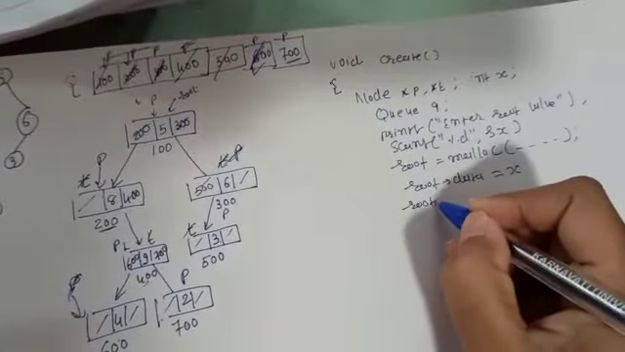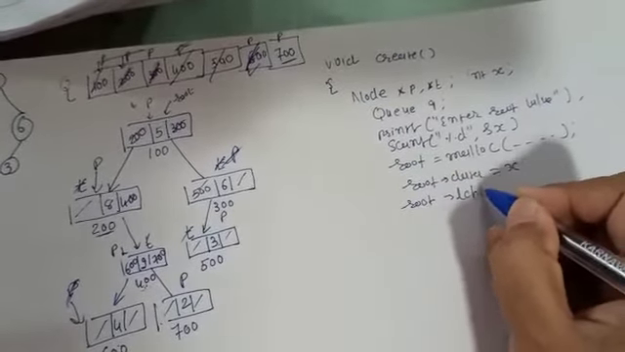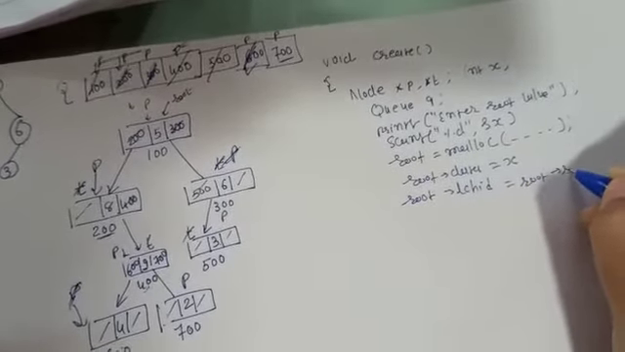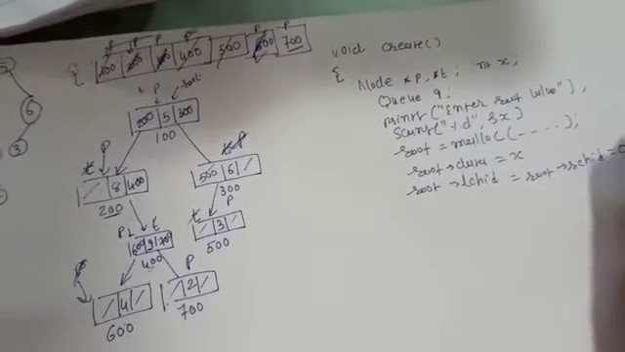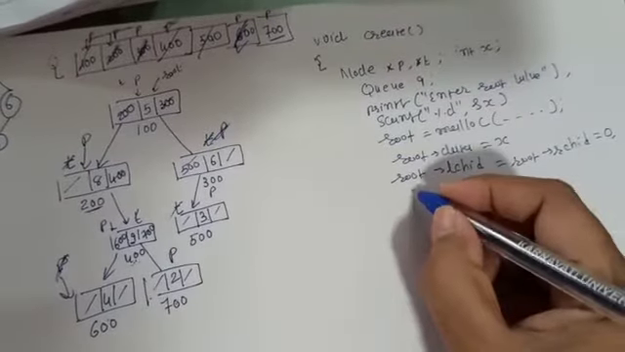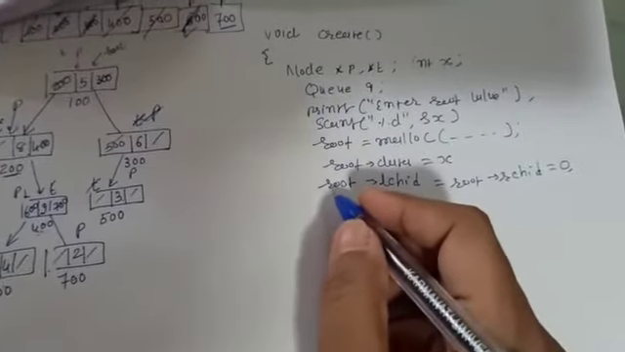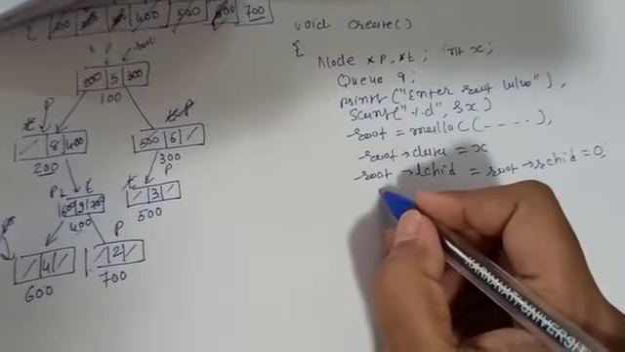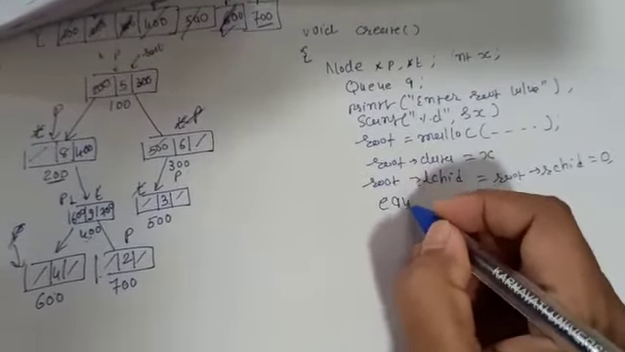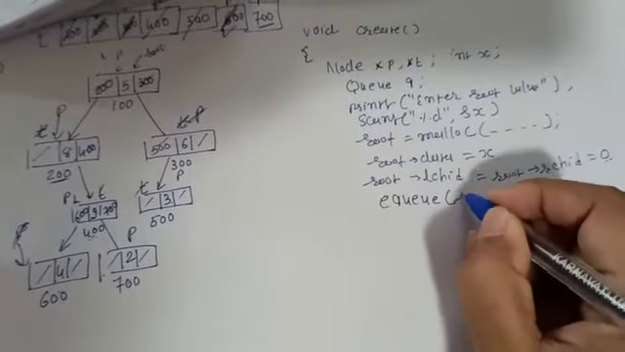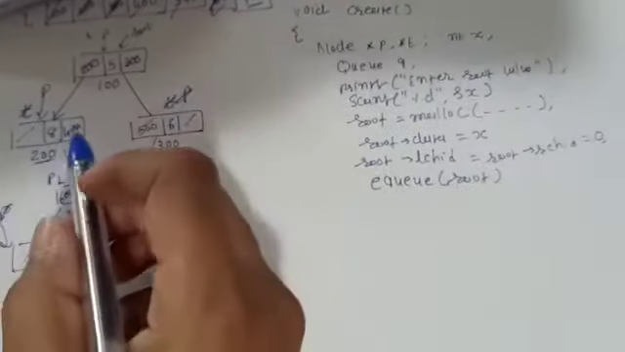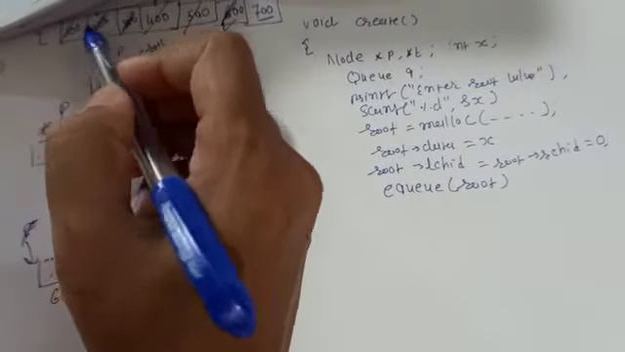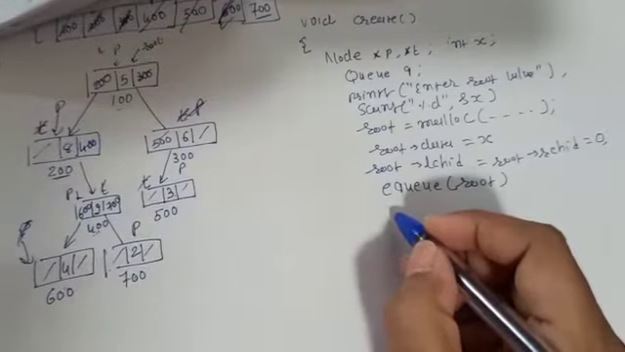Then we will set both the L child and R child to 0. R child is equal to 0. And now as the root node is created, we will insert the address of root into the Q data structure. So nq root, this will insert this 100 into this Q data structure as we have already discussed.